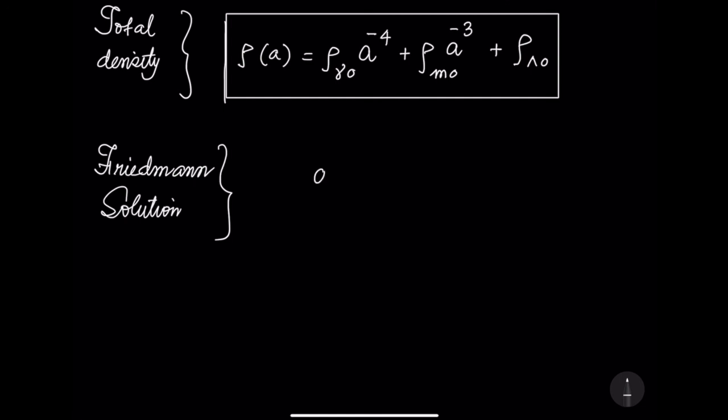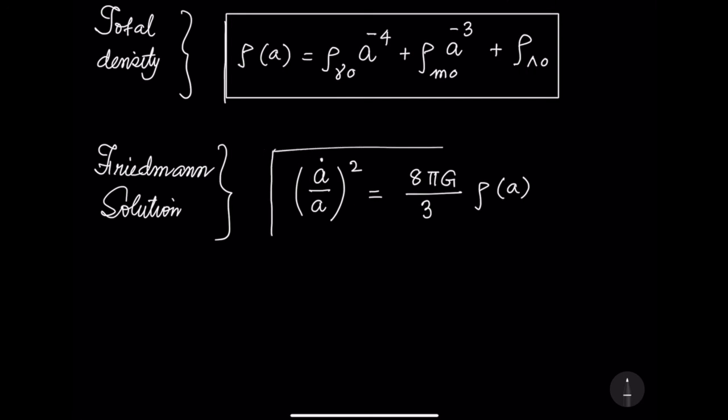The Friedmann equation is (a dot by a) whole square, which is obviously a function of time, equals 8πG by 3 times ρ as a function of a. And the ρ as a function of a is written in the previous line. And that's it. So what I have to do now is put ρ as a function of a, if I know the values of the parameters ρ_γ0, ρ_m0, ρ_Λ0, etc. So let me remind you, this is radiation.